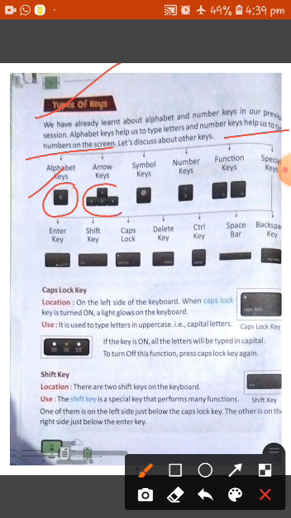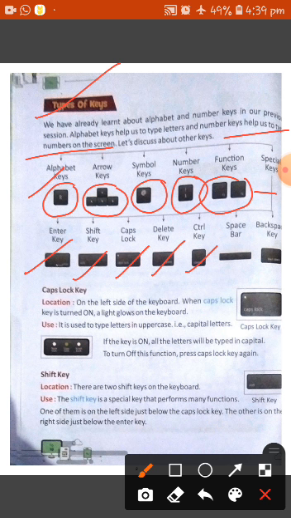Similarly, there are 4 types of arrow keys and these are symbol keys. These are number keys from 1 to 9 including 0 and these are your function keys like F1, F2, F3, F4, F5. These are your function keys. So students, there are some special keys also, like enter key, shift key, caps lock, delete key, control key, space bar, backspace key. So these are the special keys.